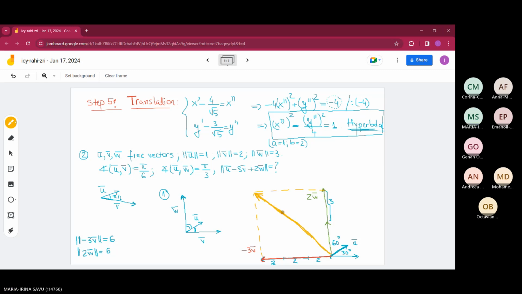It's a sum. Okay, so this is minus 3 plus 2. Okay, how do you add this vector with this one?